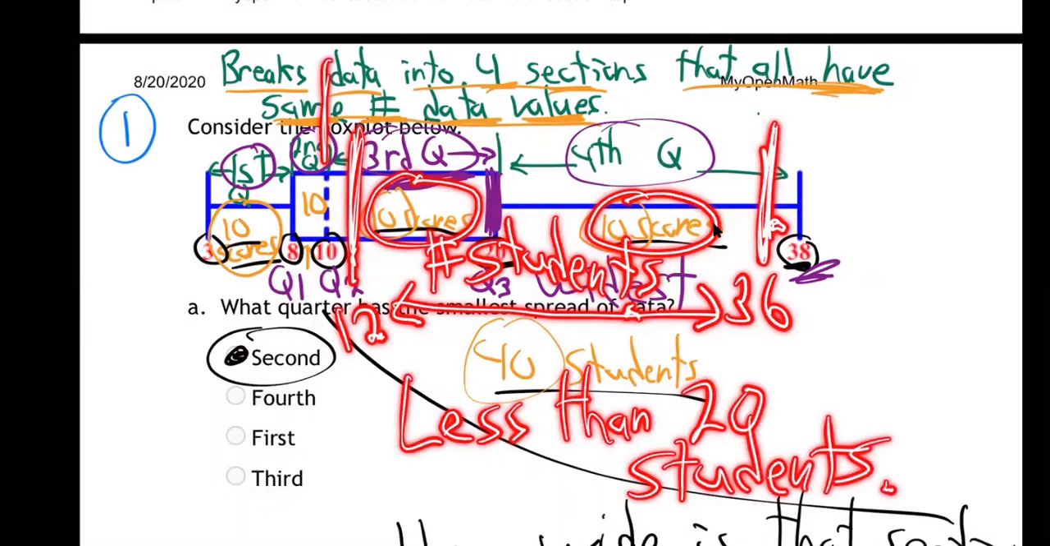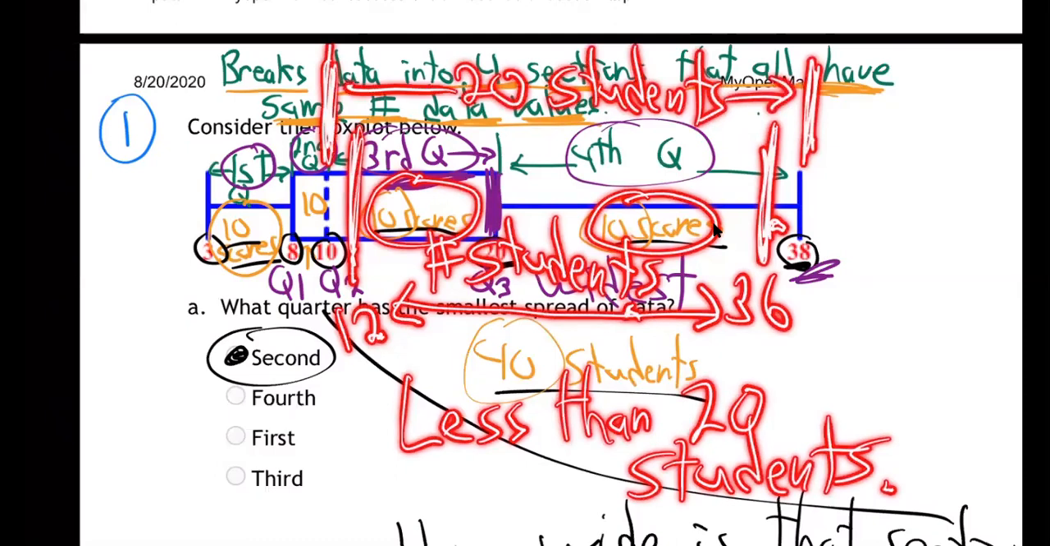If they had gone all the way from right here, 10, all the way to 38, that would have been 20 students, wouldn't it? Because that would have been the whole third quarter and the whole fourth quarter. And we know there's 10 students in each quarter. So that would have been 20 students if they had gone all the way across. But our section from 12 to 36 is a little bit less than that. So it's got to have less than 20 students. Questions?